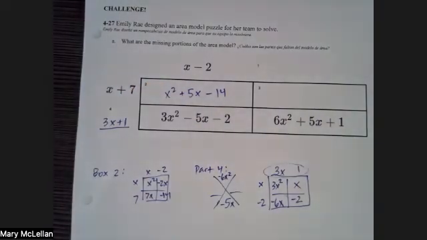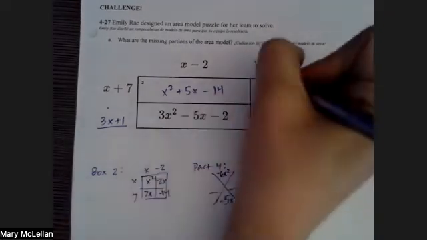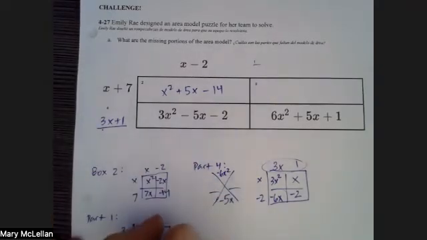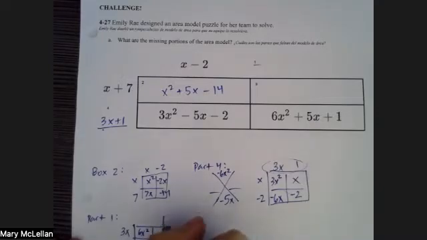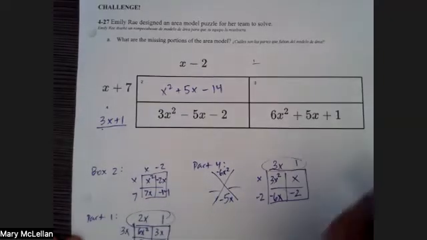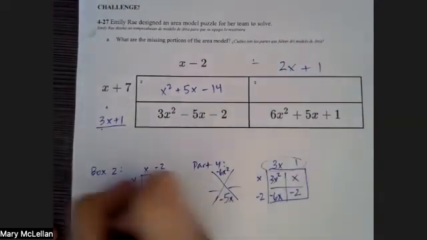All right. Let's go. Let's do part 1. Okay. I know I'm trying to multiply 2, 6x squared plus 1. And I know that the left-hand side of my box will be 3x plus 1. Okay, 1 times 1 is 1. 3x times 2x is 6x squared. 3x times 1 is 3x. 2x times 1 is 2x. I got it. Bang. 2x plus 1.